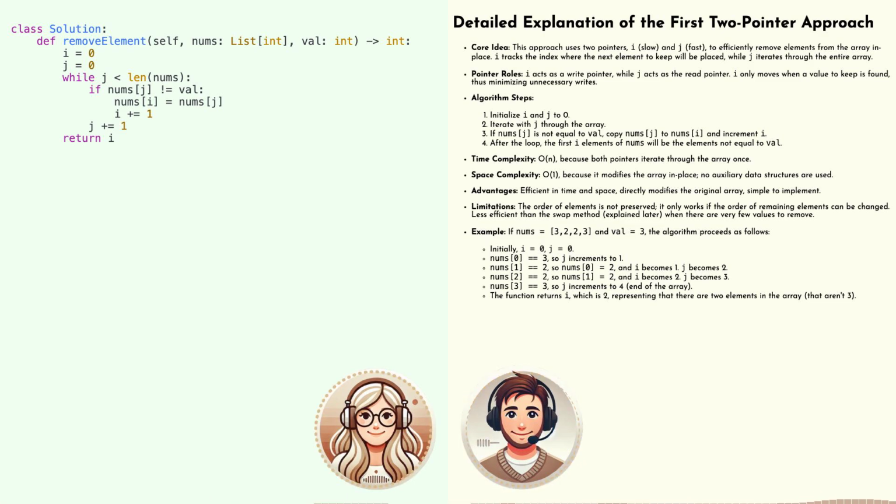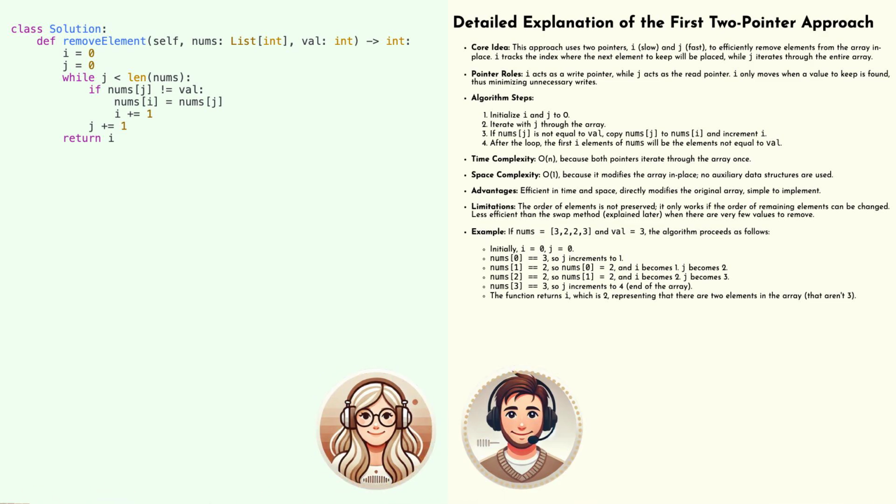Wow, so we're essentially compacting the array as we go, overwriting those target values with the keeper elements. That's it. It's like we're systematically pushing all the good stuff to the front of the line, squeezing out the unwanted elements. This is amazing. So what happens if J encounters a target value? Does it cause a commotion?